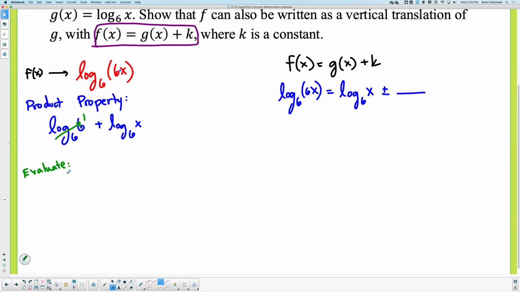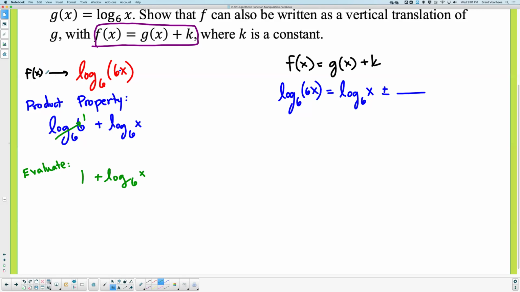For example, 5 plus 3. Evaluate that for me. What's 5 plus 3? 8. I would not say solve if I'm using true mathematical language. Solve means you're solving for a letter. If I just said, what's 5 plus 3? That's an evaluation question. The same thing. What's log 6 of 6? 1. So I have 1 plus log 6x.